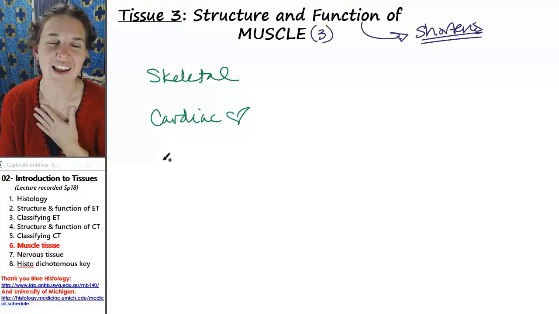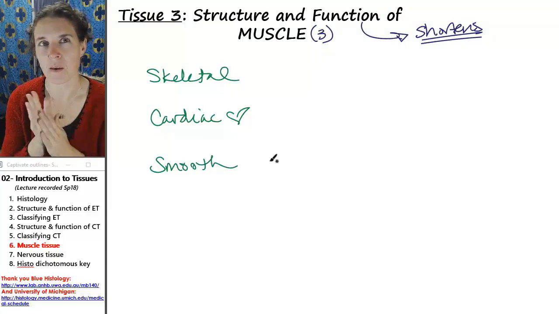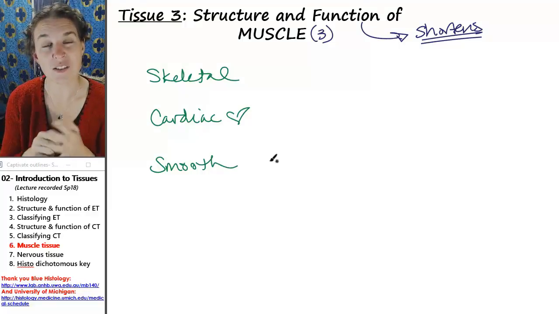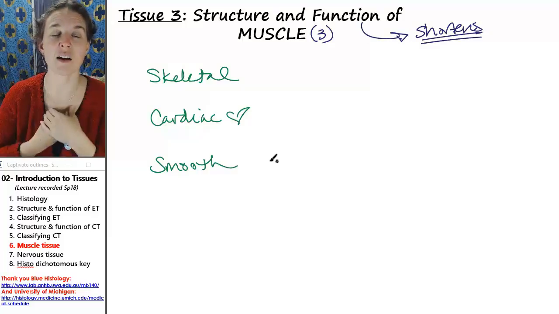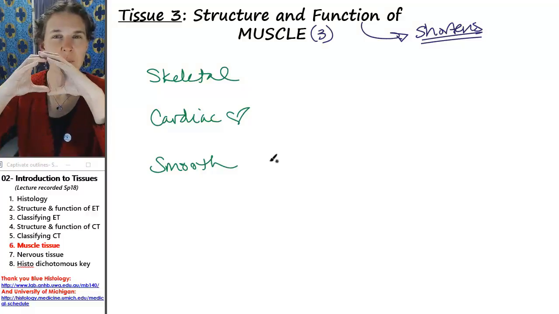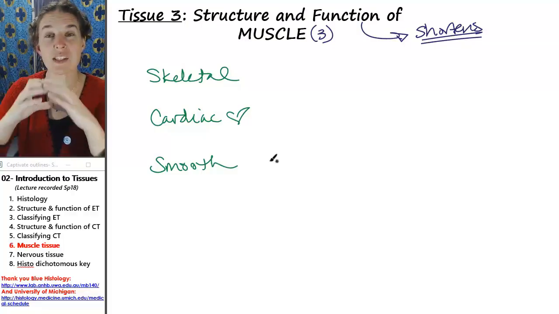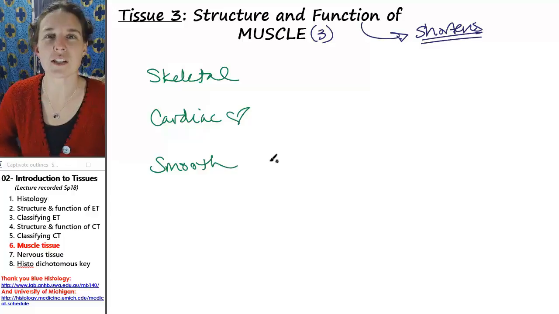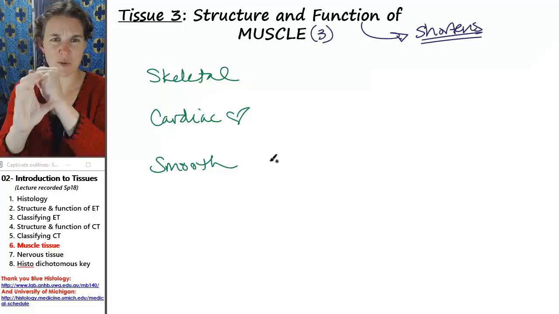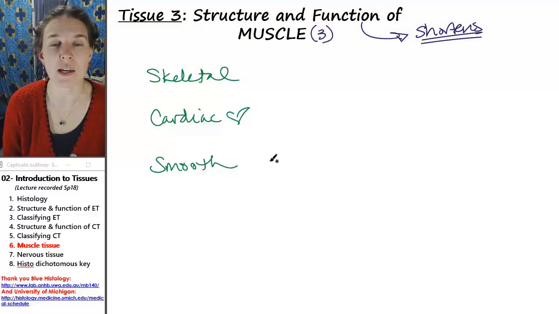And then the last kind of muscle tissue is called smooth muscle. Smooth muscle is involuntary muscle. It surrounds blood vessels and bronchi in your respiratory system, and it causes changes in the diameter of those tubes. There's also smooth muscle surrounding your digestive tubing, and that allows for peristalsis, right? So movements are happening. Smooth muscle is helping us do that.